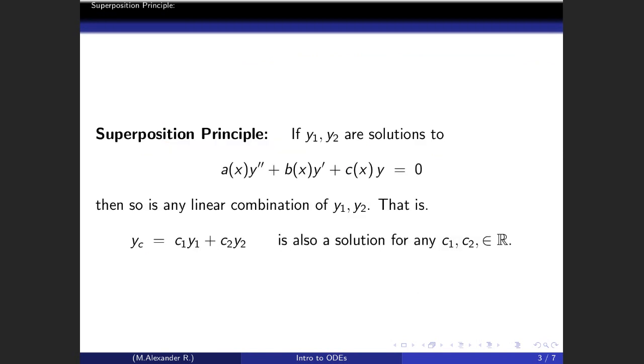And what it means is the following. Suppose that you have a homogeneous differential equation. So homogeneous means that there is a zero on the outside of the equal sign. And so suppose that we have two functions that are a solution to this problem, okay?